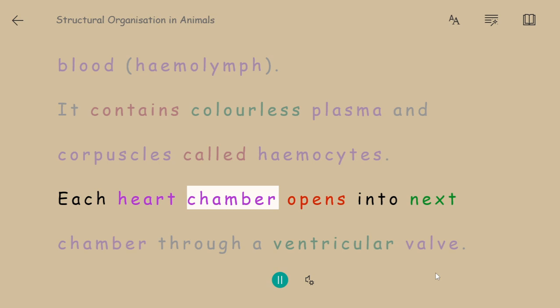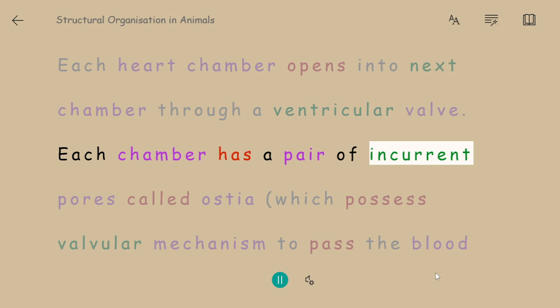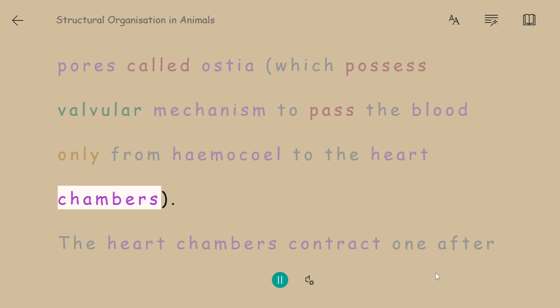Each heart chamber opens into next chamber through a ventricular valve. Each chamber has a pair of incurrent pores called ostia, which possess valvular mechanism to pass the blood only from hemocoel to the heart chambers.